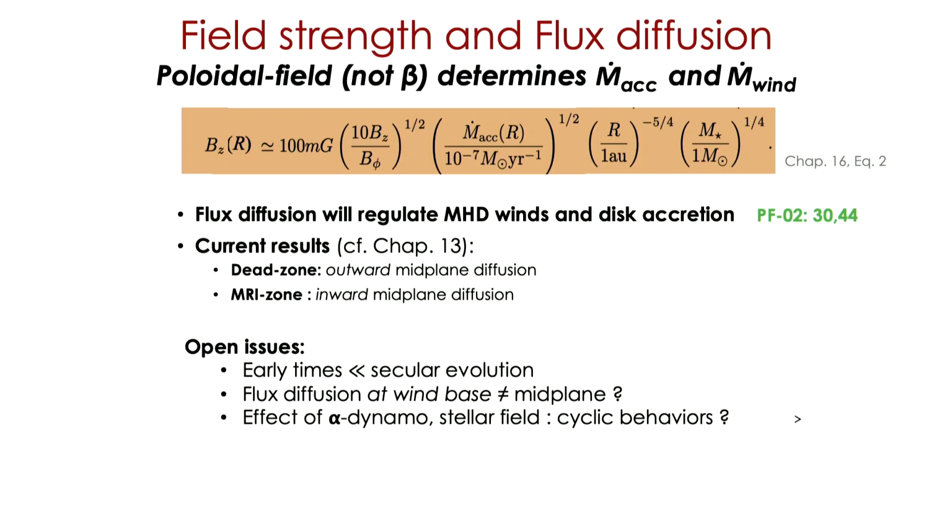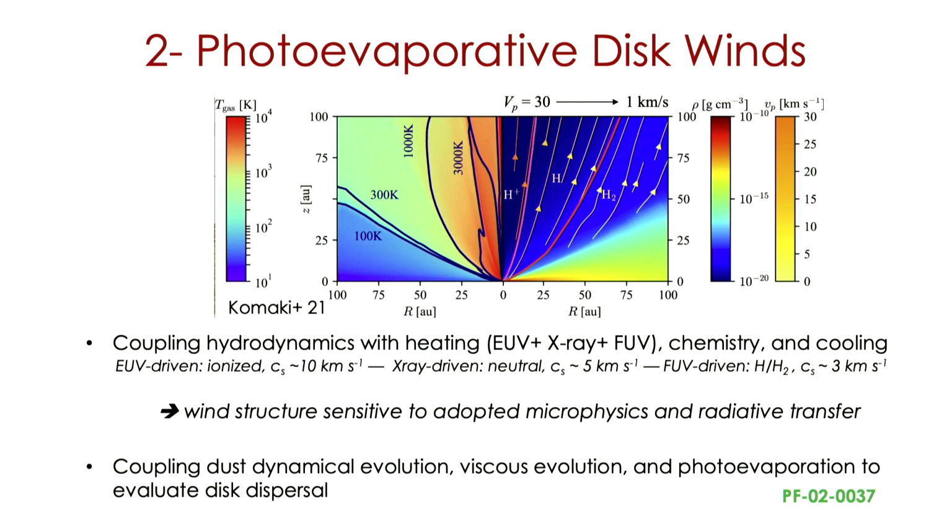We would like to know how it evolves on secular timescales. Also, what happens at the wind base, because we see these disk winds are coming from several scale heights, like four scale heights, or even more in the MRI region. What happens there? Is the flux diffusion the same, or could it be slower? And also the effect of alpha dynamos and stellar field, could that induce some cyclic behaviors? All of that is really open to research.